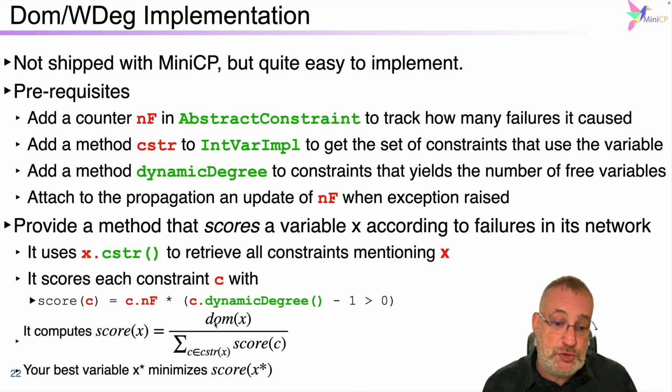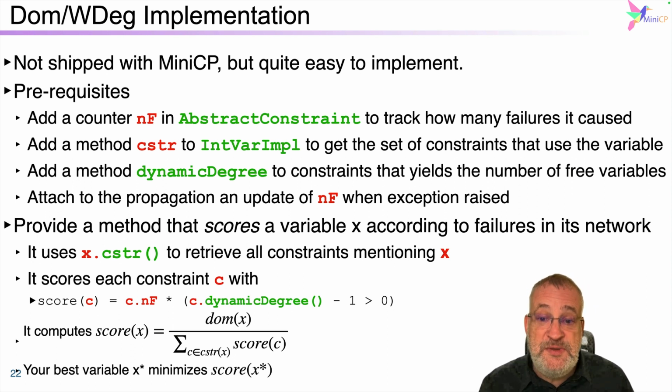Why? Because a smaller domain makes the fraction smaller, and if the score increases, that is, if there are lots of failures caused by several constraints, the score is going to climb, and that's going to make that ratio even smaller. So by picking the minimum one, we favor the variable that appears in constraints that tend to wreak havoc and cause failures. That's the whole idea. That's the whole point of dom wdeg.